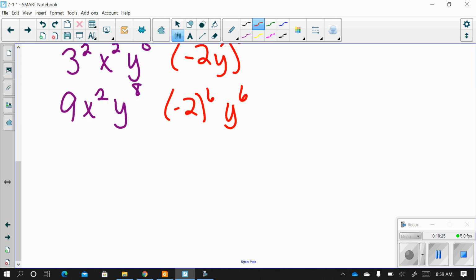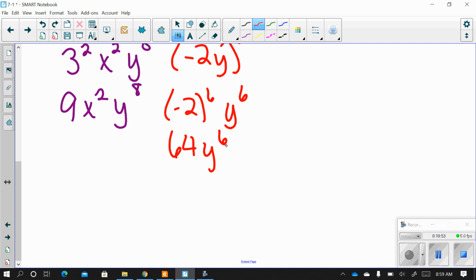Okay, so in your calculator, if you type in negative 2 to the 6th, you need to be very careful. Negative 2 needs to be in parentheses. Okay, the calculator follows order of operations, so it will do 2 to the 6th and then make it negative. But we want negative 2 to the 6th. So negative 2 times negative 2, 6 times. Okay, so 2, 4, 8, 16, 32, 64. We should get 64 y to the 6th here.